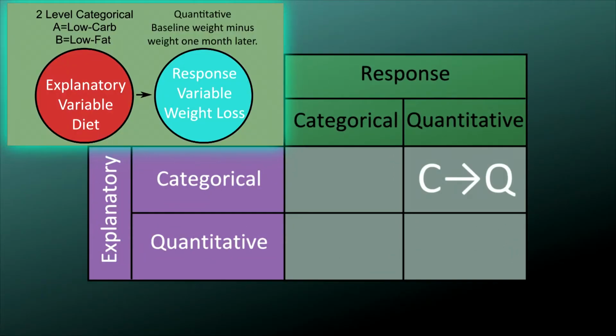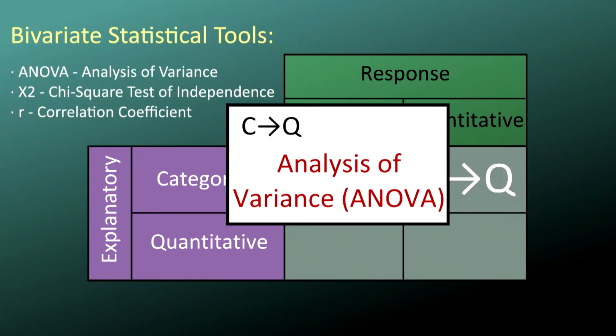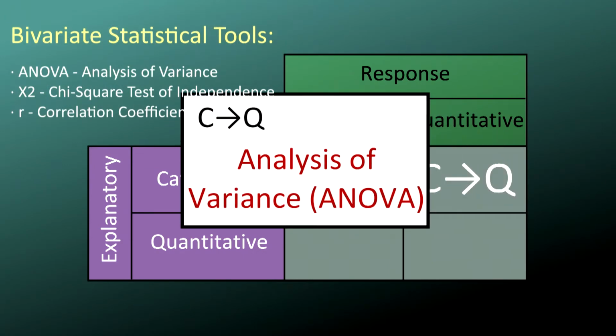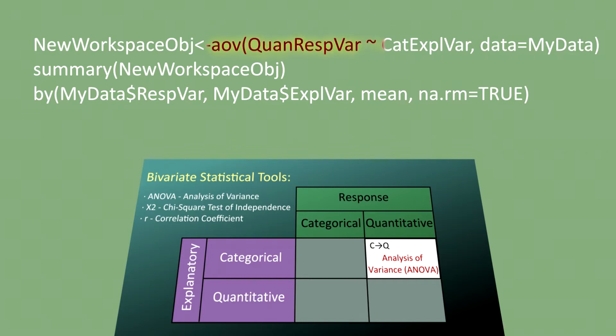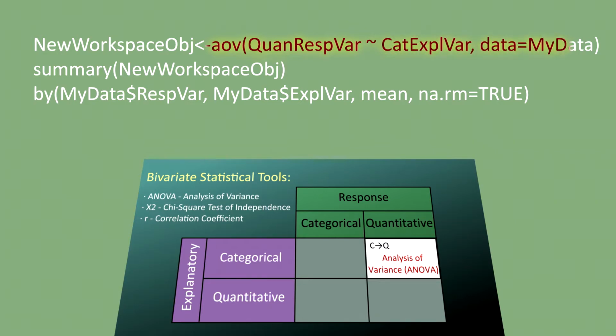Since we have a categorical explanatory variable, diet plan A or B, and a quantitative response variable, that is, weight loss, we will of course need to use analysis of variance to evaluate the association. This Model R syntax should look familiar to you. Inside the AOV function, we provide first a formula of the form quantitative response variable tilde categorical explanatory variable, and second, the name of the data set so that R knows where to find these variables.